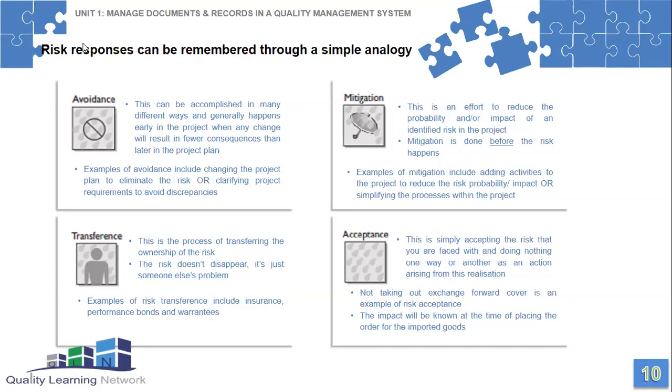This can be accomplished in many different ways, and generally happens early on in the project, when any change will result in fewer consequences than later in the project. An example, avoidance will include changing the project plan to eliminate the risk, or clarifying project requirements to avoid discrepancies. Avoidance might also have a bit of a connotation, as if you are running away from a risk. It's not about that. We actually create a situation where the risk does not happen at all.